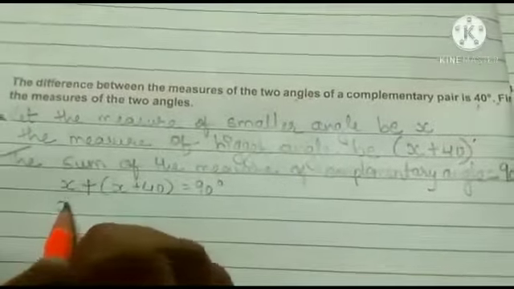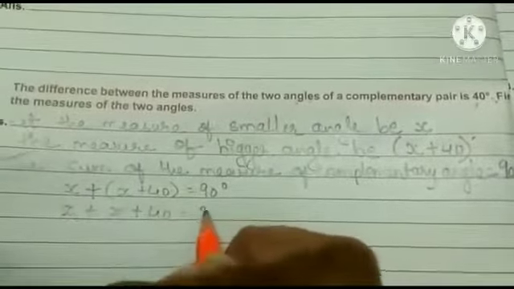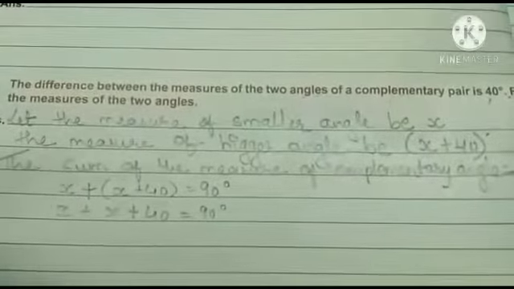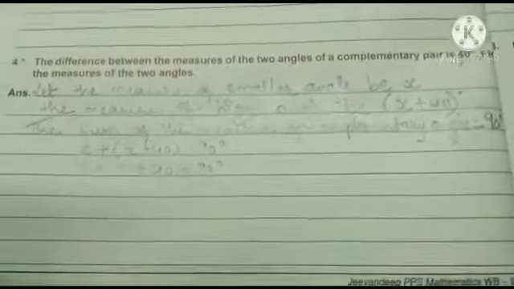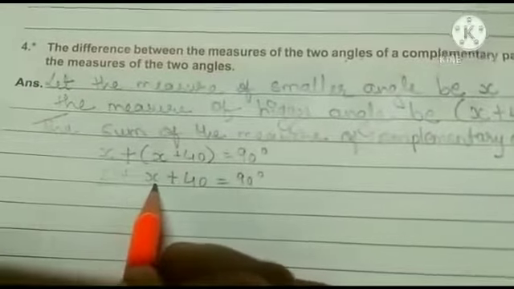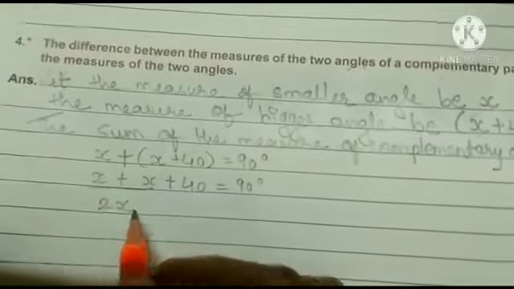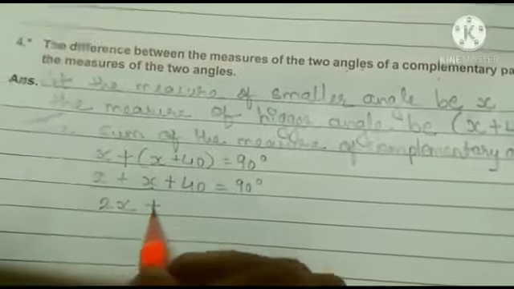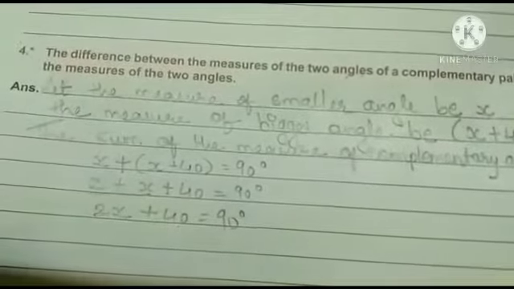Now what you will do, first of all we will open the bracket over here. Understood? So first we have opened the bracket over here. Now what you will do, first we will add our like terms. Now which are your like terms over here? Now here your like terms are x plus x. So first we will add this x plus x. So what you will get? You will get 2x. Understood? 40 will remain as it is, 90 will remain as it is.